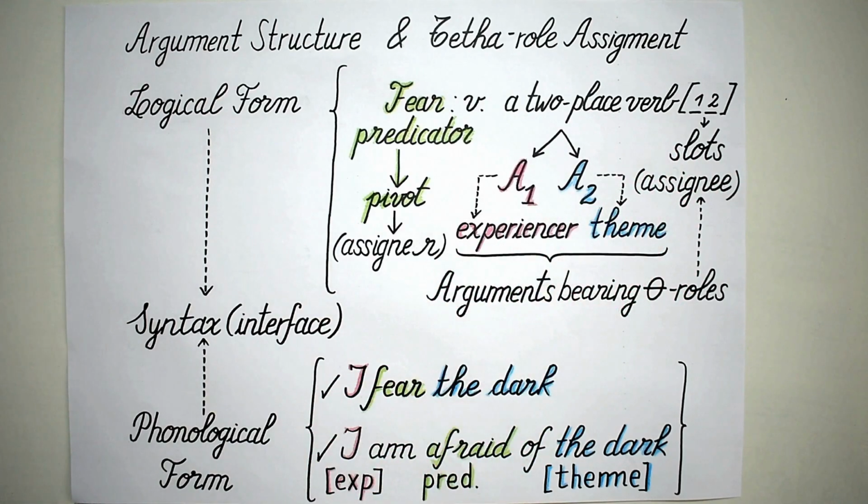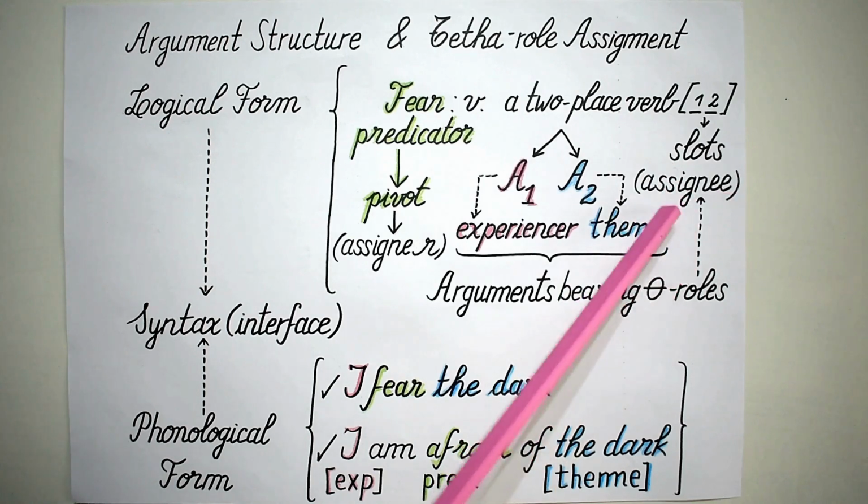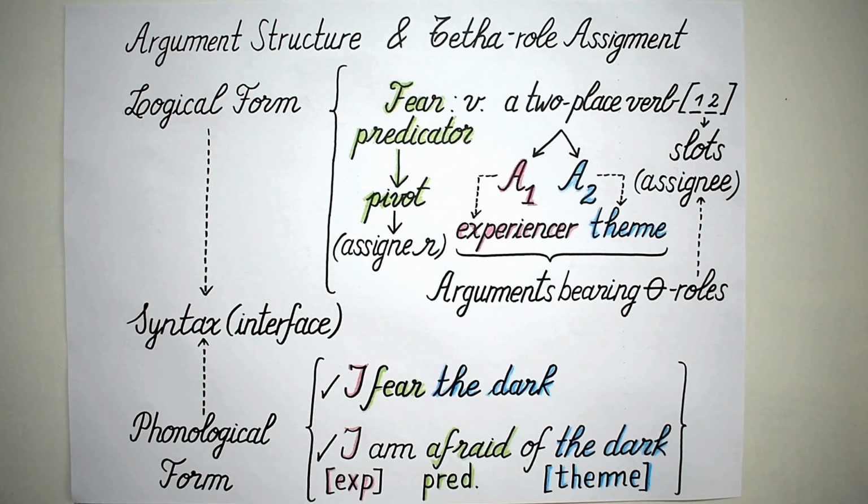So basically what we're saying is that the predicator assigns a theta role or theta roles, and that the arguments receive a theta role. That is why they are called assignees. We will also state that that is stipulated in what we call the Theta Criterion, which states that all arguments should receive a theta role. That is, all arguments should play a clear role in the structure of the proposition and the structure of the sentence at a logical level. And each theta role can be assigned to one argument only.